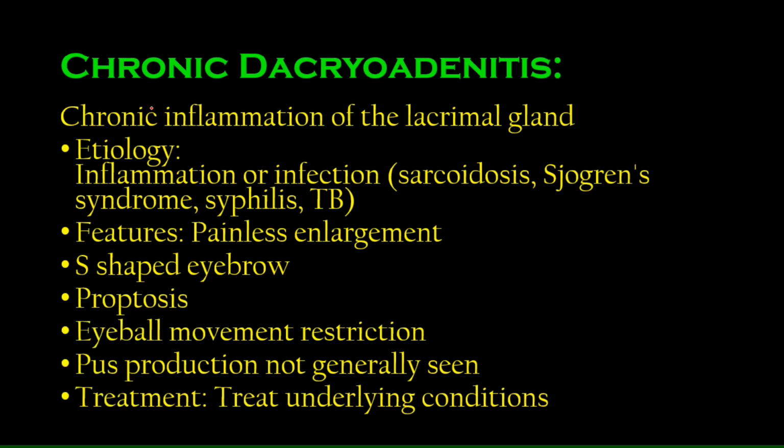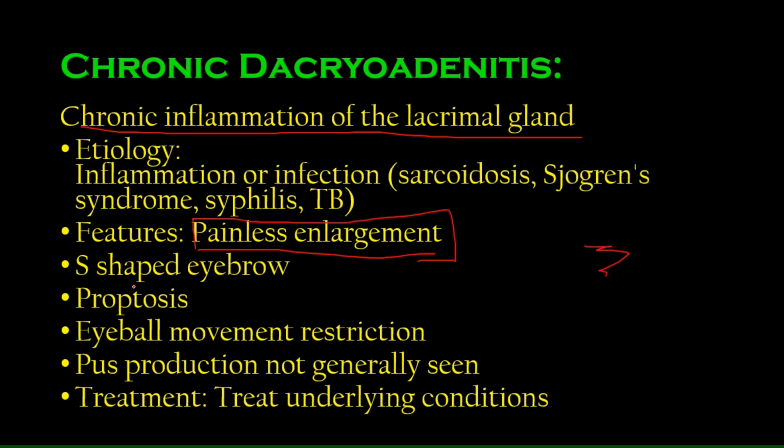Chronic Dacryoadenitis is the chronic inflammation of the lacrimal gland. Very similar to the first one, except for a few features. First of all, it's painless. The other one is painful. S-shaped eyelid again, as I mentioned in the previous one. Proptosis again, because the gland is big and will push the eyeball out. Eyeball movement restriction, because we have a big thing up there. We can't move the eyeballs as easily as we used to.